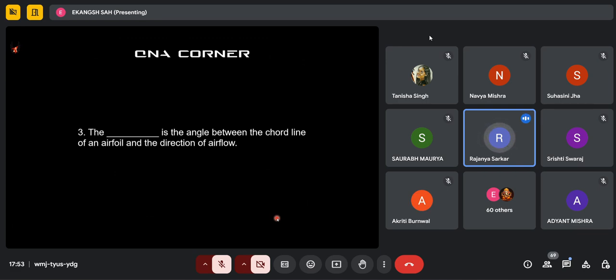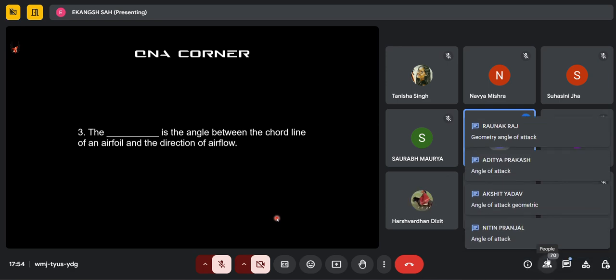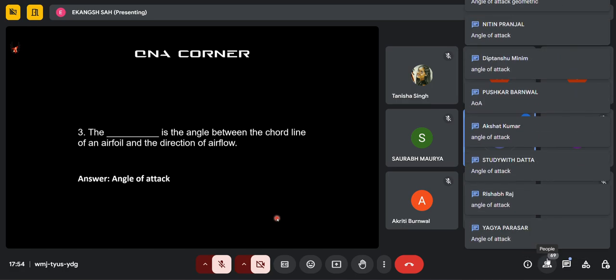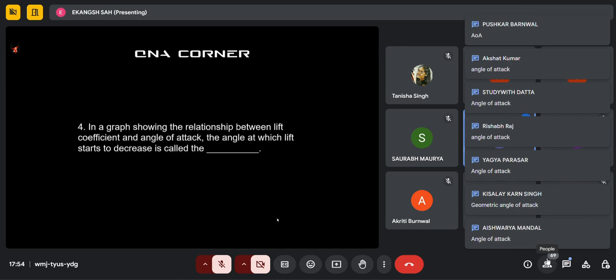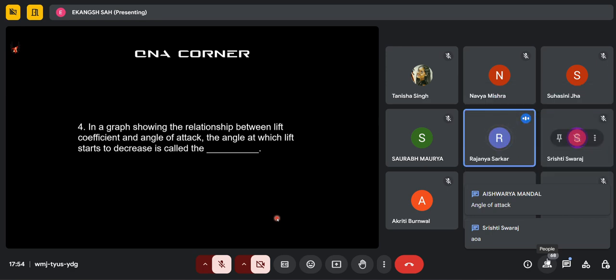Okay, so we have the Q&A corner. What is the angle between the chord line and the direction of airflow? Yes, it is angle of attack, or more precisely, we can say it is geometric angle of attack. Okay. In a graph showing the relationship between the lift coefficient and the angle of attack, the angle at which lift starts to decrease is called as.